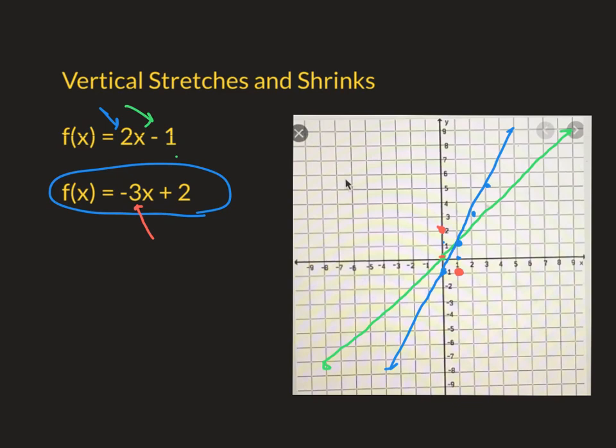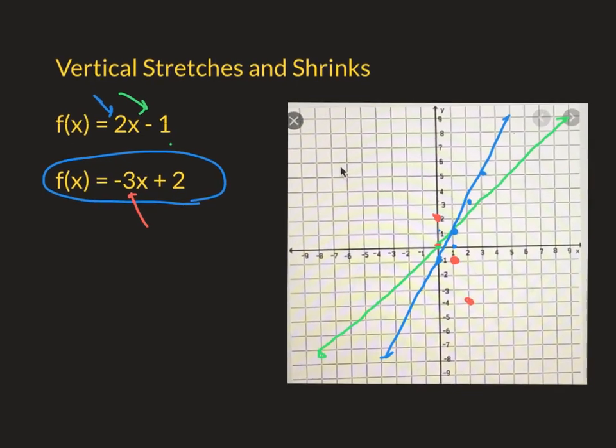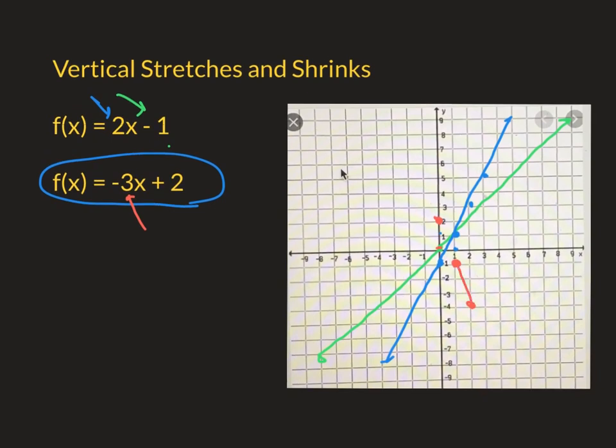There's my other point. And really all you need is 2 points to draw a line. We'll go one more right there. Connect them. And that should be the steepest. The bigger the number here, the bigger the vertical stretch. Those are both vertical stretches.